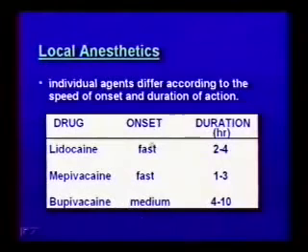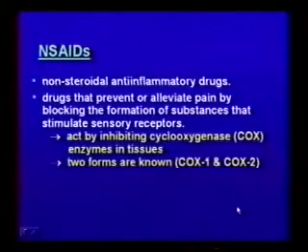Here are some of the prototype drugs for this class: lidocaine, mepivacaine, and bupivacaine. The main differences that are noteworthy about these are really their pharmacokinetics, the speed with which they produce their effect, lidocaine and mepivacaine being very fast, bupivacaine being somewhat slower than these, and also their duration of action differs, with bupivacaine being by far a much longer acting agent for the local anesthetics.